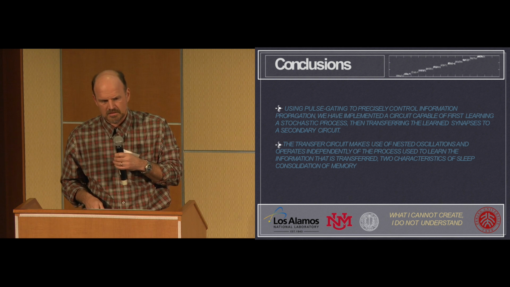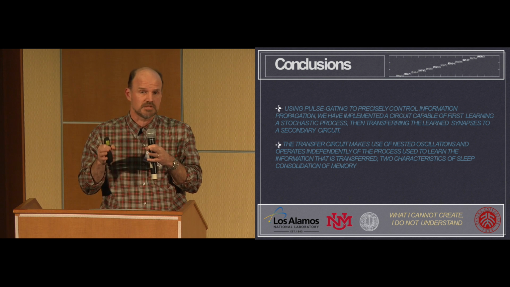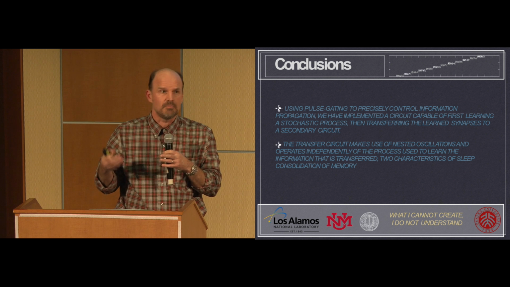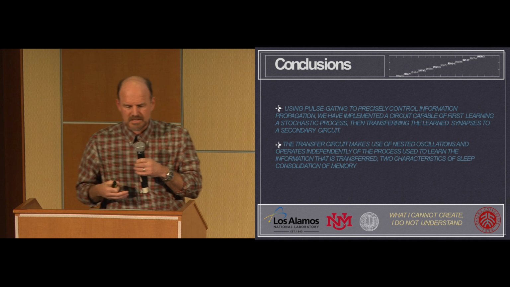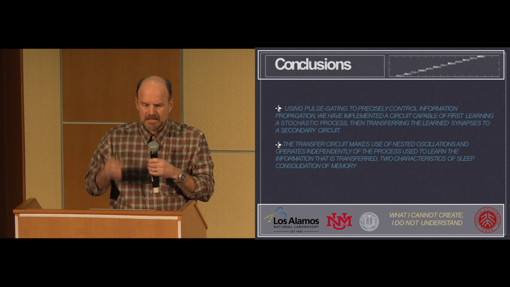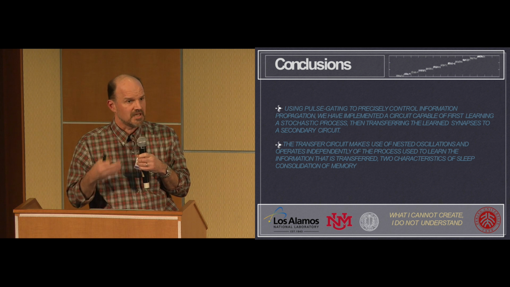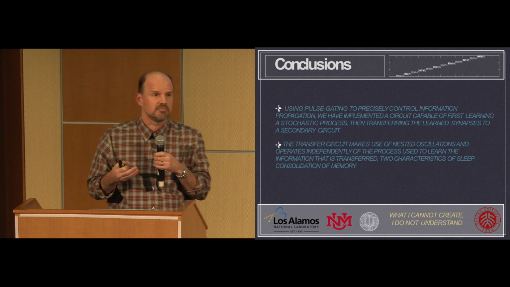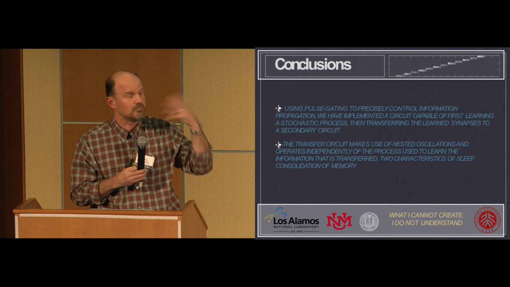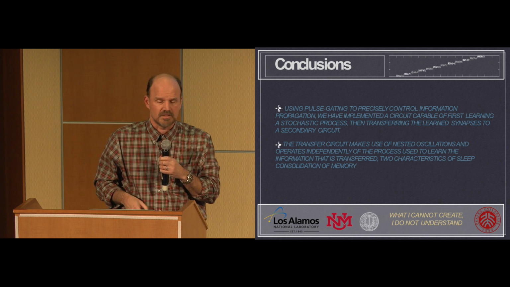Second thing is that this transfer circuit, because the pulse sequence that we have is done over and over again, makes use of nested oscillations, which is the epiphenomenon of memory consolidation from the hippocampus to the cortex. And it operates independently of the process that was used to learn the synapses in the first place, which is something that has to be true for the brain, because the synapses might be learned from some input or whatever, but then when you copy them, you no longer have that process available.